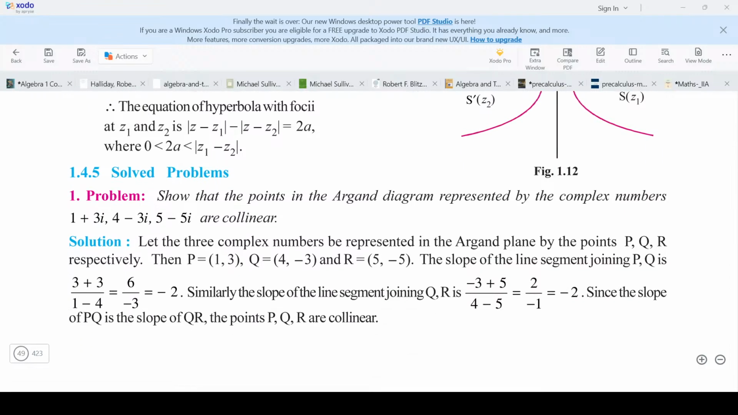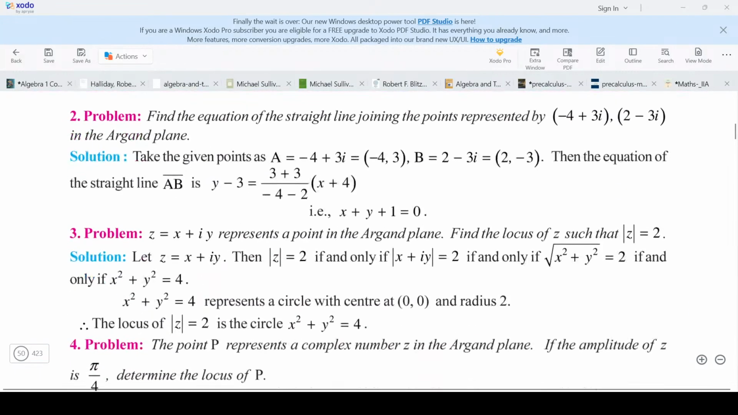Now see, the points in the Argand diagram represented by complex numbers, these are collinear. You can easily do, right? This is a plain straight lines problem. These 3 points are collinear, the slopes are equal, right? Similarly, the equation of the straight line joining these 2 points, you can easily do. Plain straight lines problem.